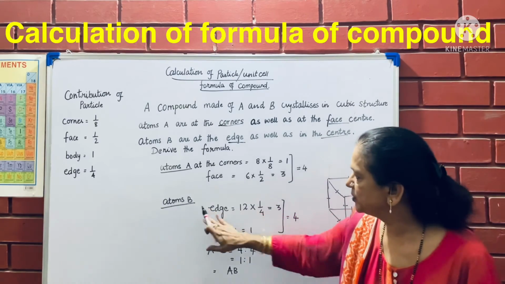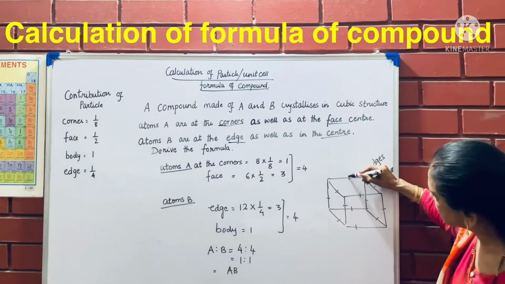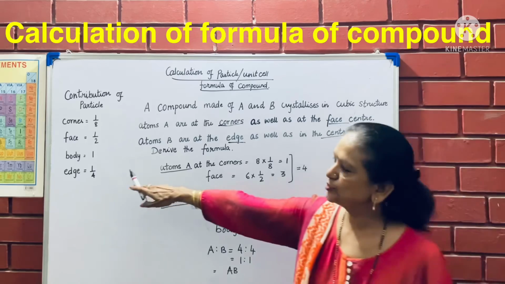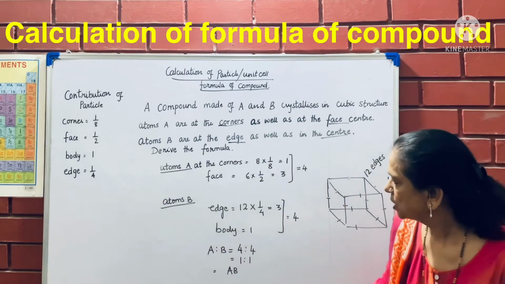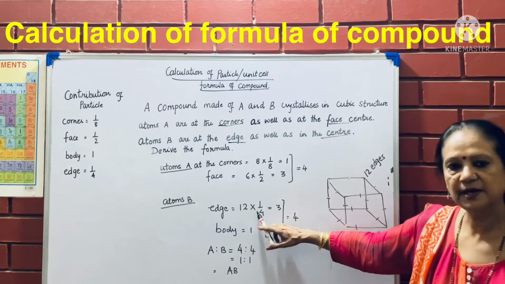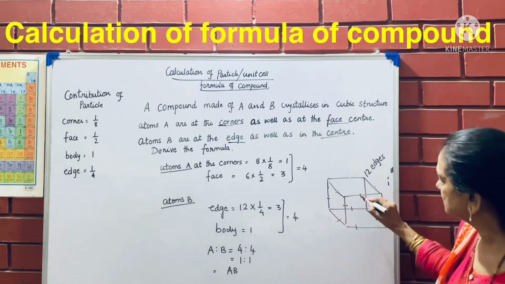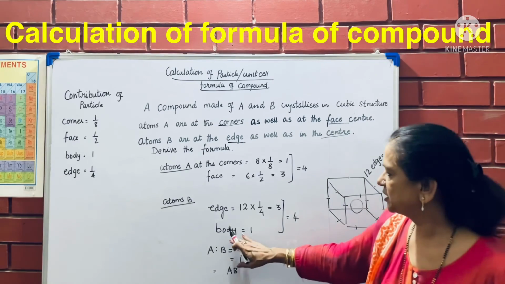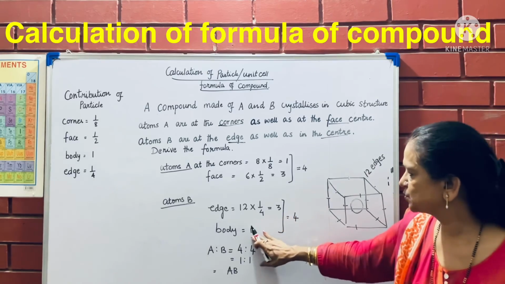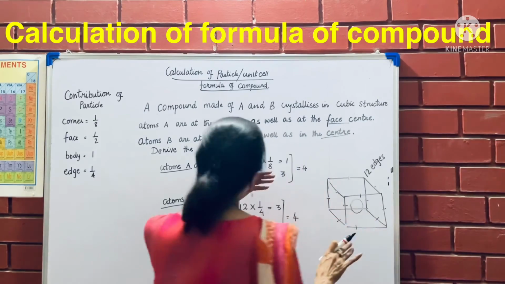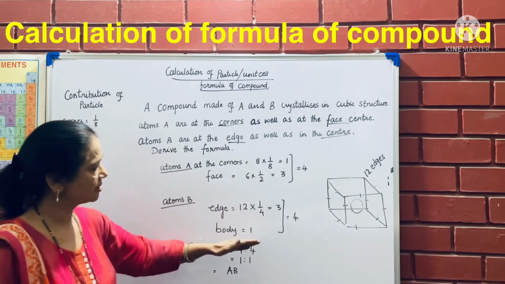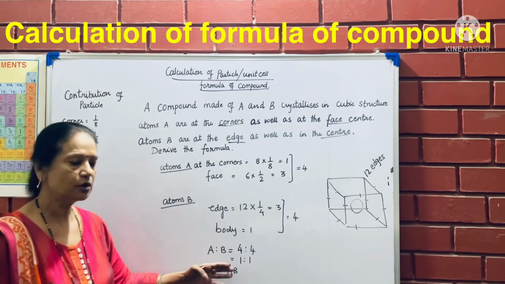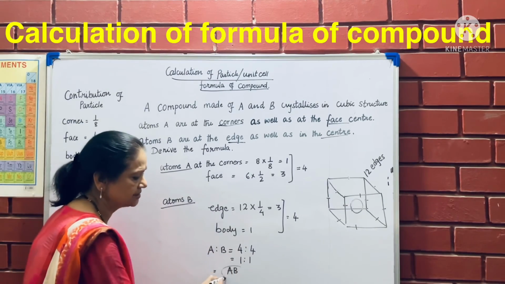Now look at total number of B atoms at the edge. Now edge is this part of the cube. So there are 12 edges here, and contribution of each edge is only 1 by 4. So we'll say there are 12 particles multiplied by 1 by 4 becomes 3. In the center of the cube, the particle in the center is not shared by anybody. So it becomes total 1. 3 plus 1 here becomes 4. And so there are A particles which are 4. There are B particles which are 4. Ratio between A and B becomes 4 is to 4 or 1 is to 1. So the formula is AB.